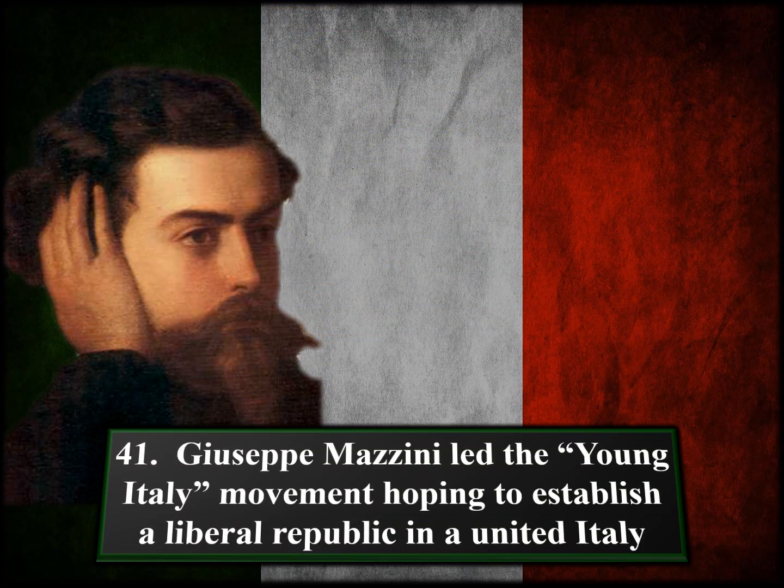We also see the 1848 revolutions taking place in Italy. Now, we saw the earlier revolutions in the 1830s in Italy with the Carbonari failing. In 1848, a man named Giuseppe Mazzini will lead a group called Young Italy. This movement was hoping to establish a liberal republic in a united Italy. Remember, the Italian city-states had not been united since the fall of the Roman Empire.